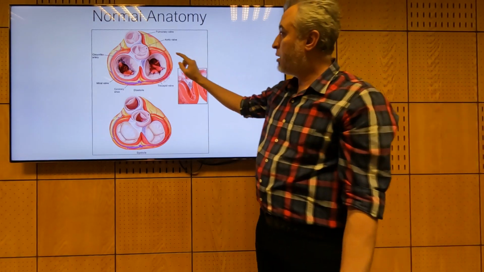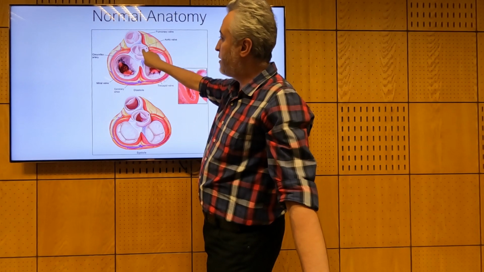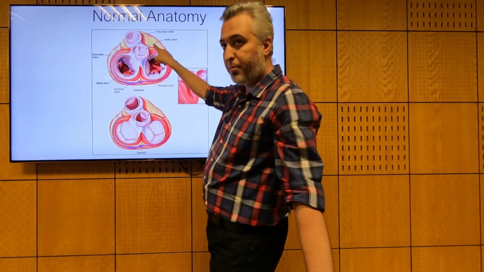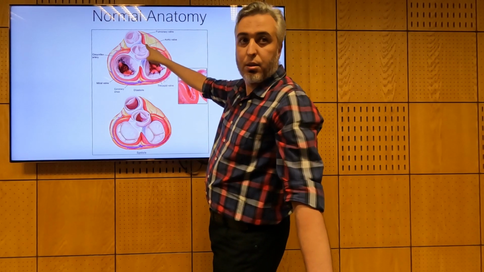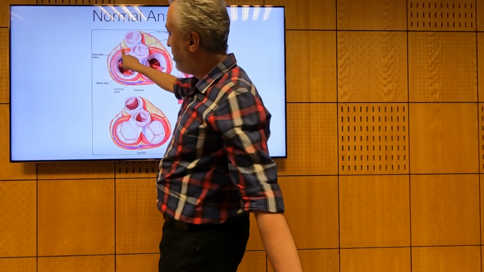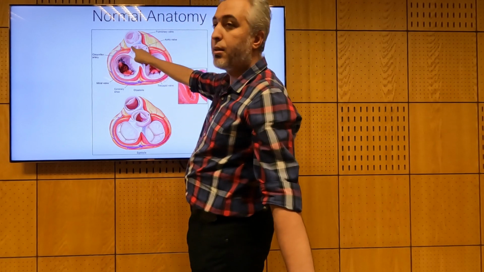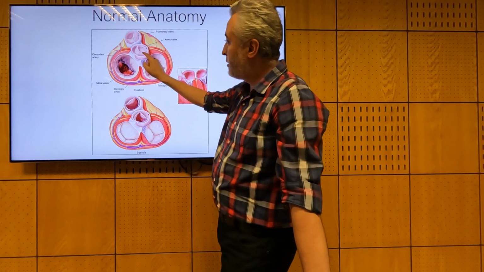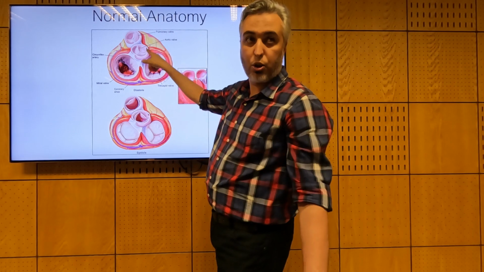The aortic root has three sinuses. One sinus gives a coronary artery that goes towards the right. So this is the right coronary artery, and we call that the right coronary sinus. While this is the left coronary artery, which eventually bifurcates into LAD and circumflex, and we call this the left coronary sinus. And then there's a third sinus that gives no coronary, and we just call it the non-coronary sinus.